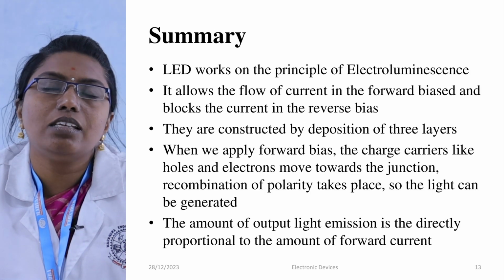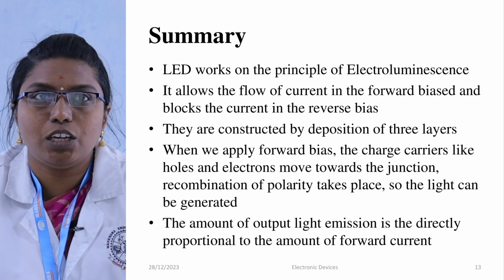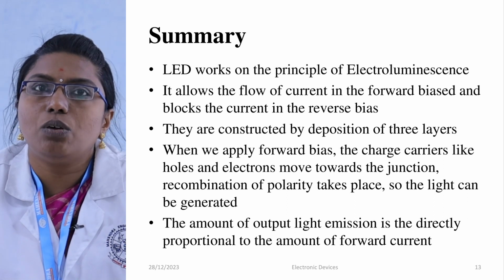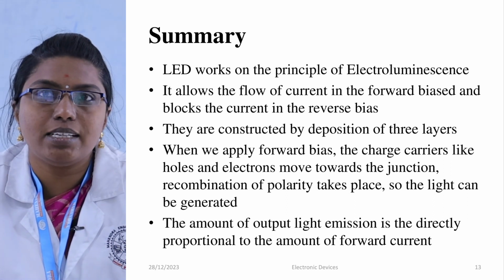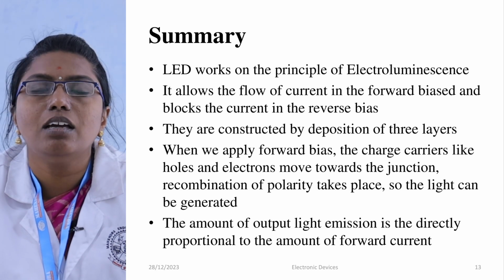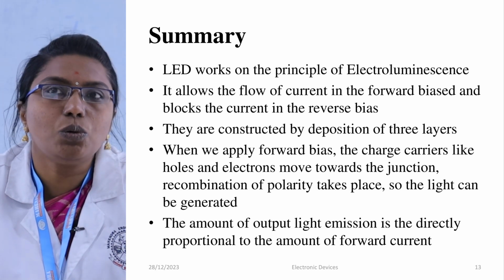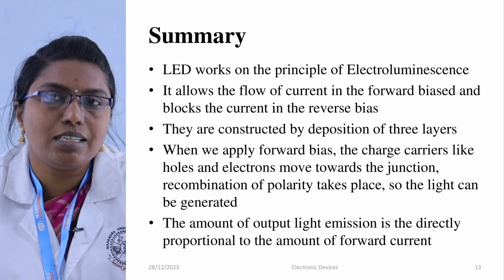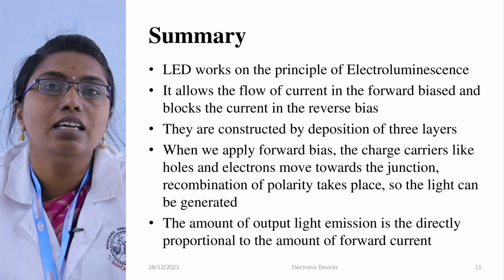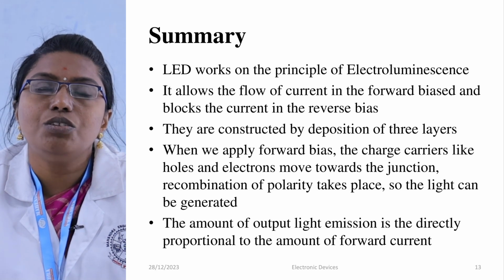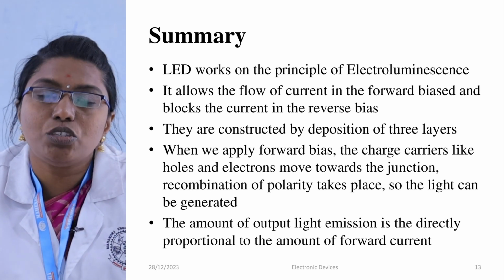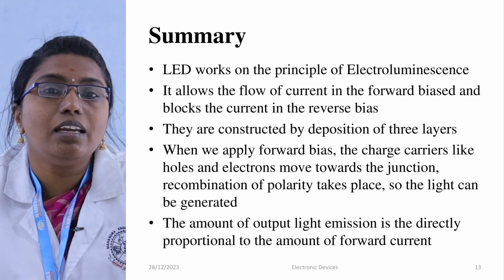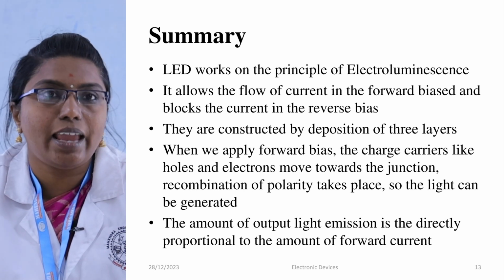Next we will see an overview of a light emitting diode. A light emitting diode works on the principle of electroluminescence, which means electrical energy is converted into light energy. It allows current to flow only in the forward biased condition, and it blocks current in the reverse biased condition. It is constructed by the deposition of three layers: a P layer, an active region and an N layer.